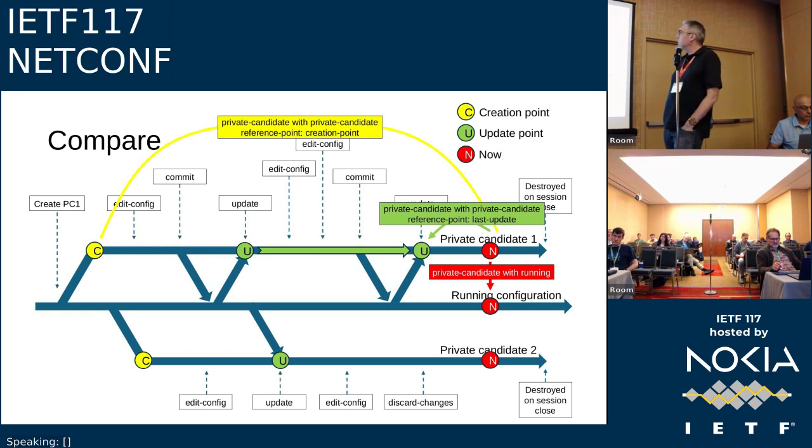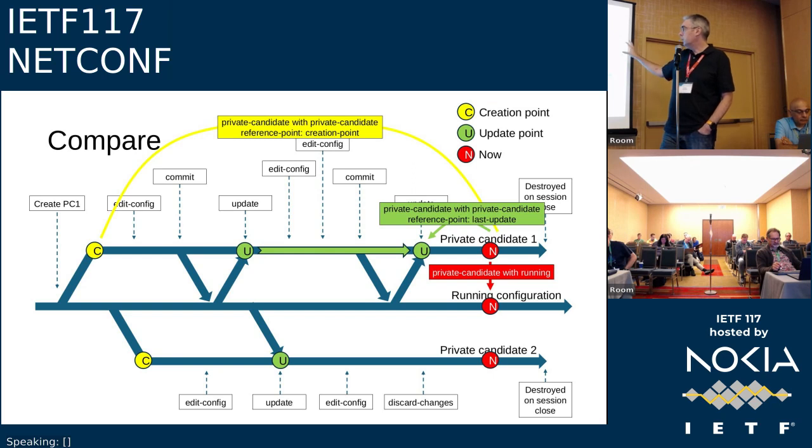This one in the PowerPoint version is slightly animated, so it makes a bit more sense. So we'll go with the red version. As we build it up, there's various points. So you've got your yellow creation point. This is all about compare. Your yellow creation point is the point your private candidate is created, so your branch is started. We have the red now point, where you are in time at this moment. And then the last update point, which is the U.